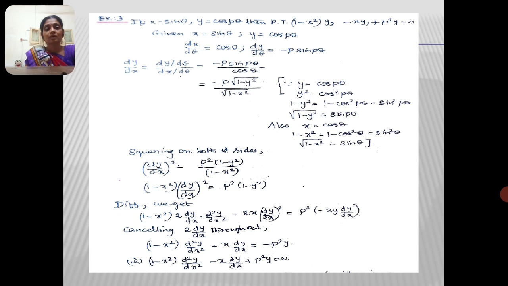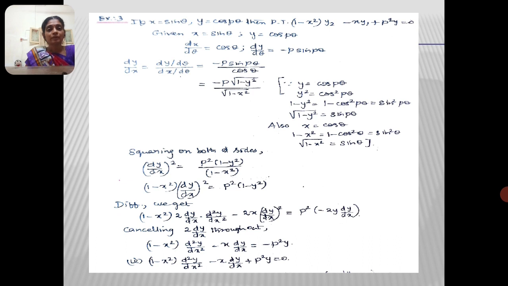In the same way we can find the cos theta. Here we have given sin theta as x. So we make use of identity sin square plus cos square is 1. So cos square theta equal to 1 minus sin square theta, which is equal to 1 minus x square. So cos theta is root of 1 minus x square. So we substitute these two answers. We arrive dy by dx is minus p root of 1 minus y square by root of 1 minus x square.